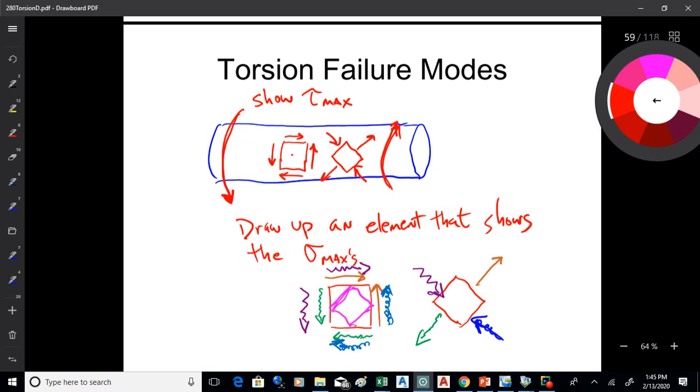Good? Okay. So what I'm thinking about is, is my shaft going to fail? And if it is going to fail, how will it fail? That's what I've got in my mind's eye. That's what I'm thinking about.